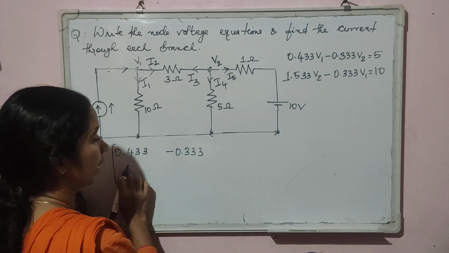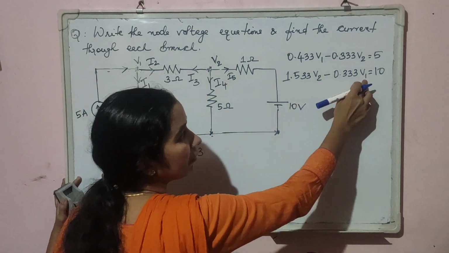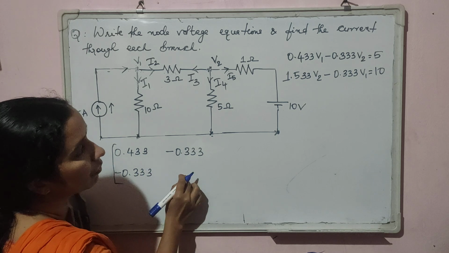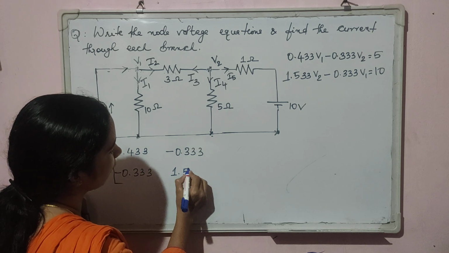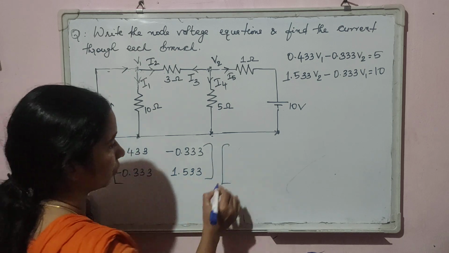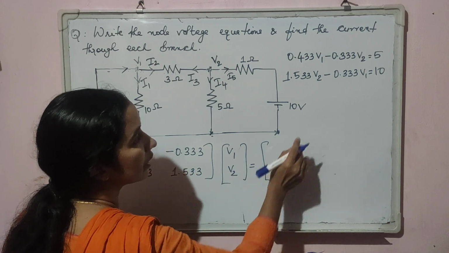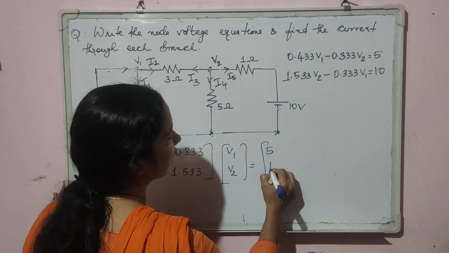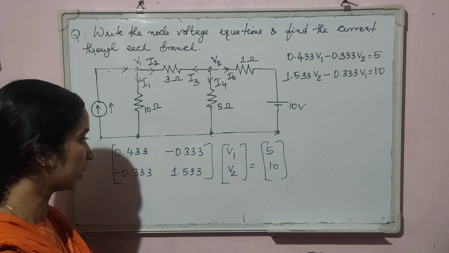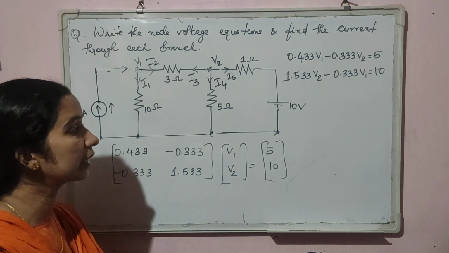Now the second row is from the second equation. Second row, first element is the coefficient of V1, that is minus 0.333, and the coefficient of V2, that is 1.533, into the unknowns, that is V1 and V2, which is equal to the constant terms on the right hand side, that is 5 and 10. Okay, so this is the matrix representation. Now we can calculate the unknown voltages V1 and V2 using Cramer's rule.